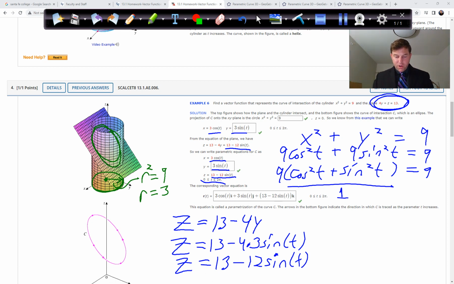Okay, then we can just put all that together. So put your x term in front of the i coordinate, put your y term in front of the j coordinate, and put your z term in front of the k coordinate. So that is the vector equation in parametric form, where you have i, j, and k, which are representative of the x direction, y direction, and z direction.